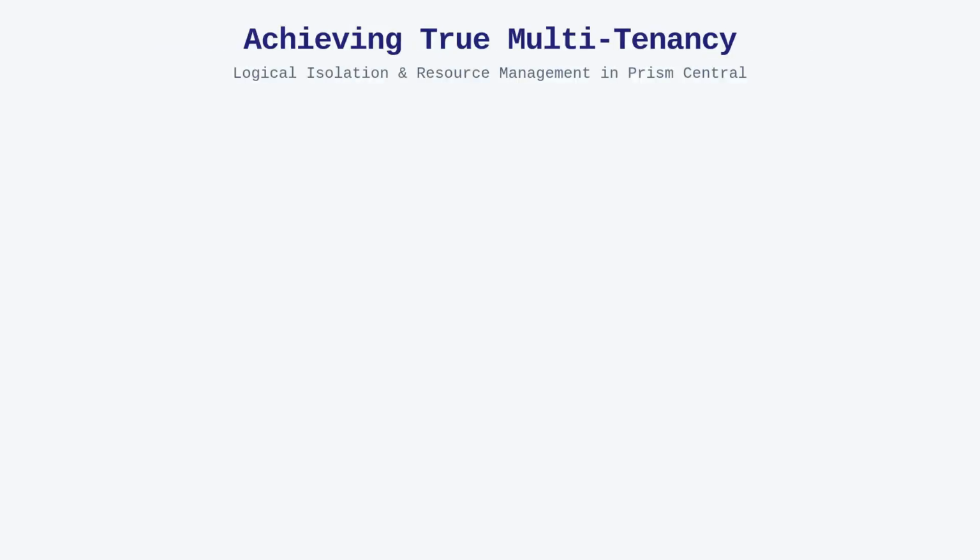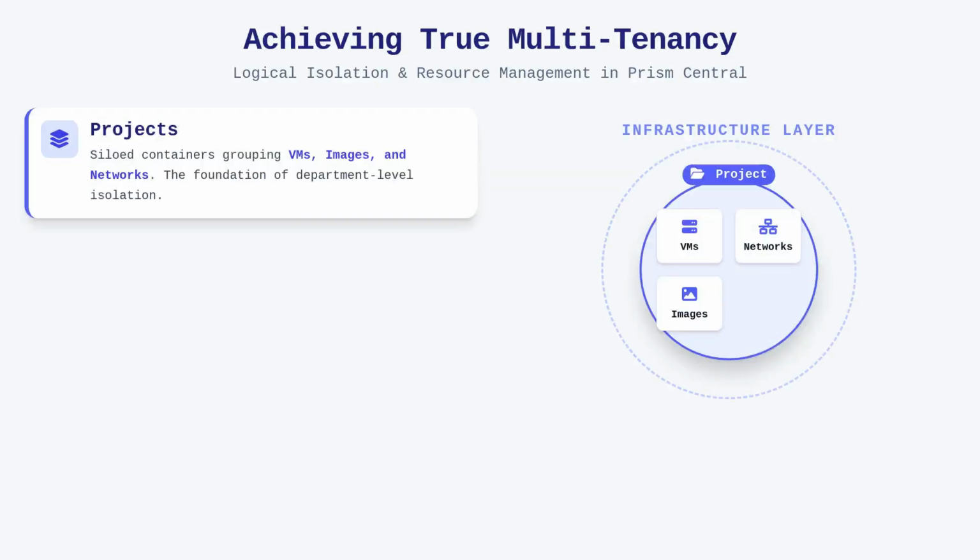Beyond identity management, we must address the logical isolation of resources through categories and projects to achieve true multi-tenancy. Projects in Prism Central function as containers that logically group virtual machines, images, and networks, effectively creating a siloed environment for specific departments or internal customers. When you associate a role with a project, you are granting access strictly to the resources contained within that project, which is the cornerstone of department-level isolation.